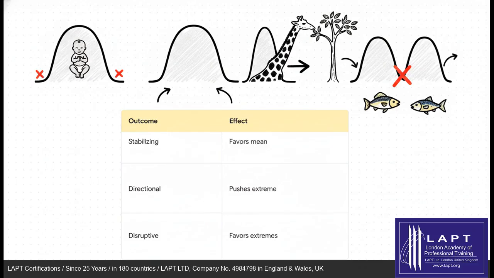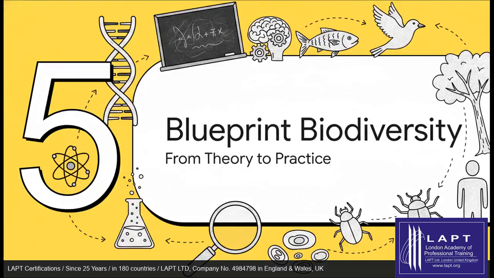Stabilizing selection favors the average, kind of like human birth weights. Then you have directional selection, which pushes a trait to one specific extreme. Think of giraffes evolving longer necks to reach higher leaves. And finally, disruptive selection. This one actually favors individuals at both extremes while punishing the middle, which, over time, can completely split a single population to forge entirely new species. Pretty wild, right?